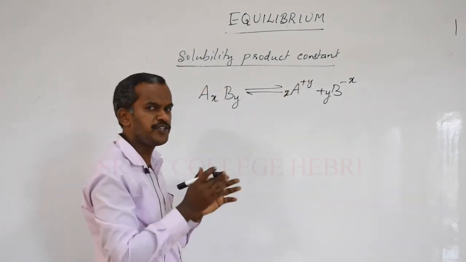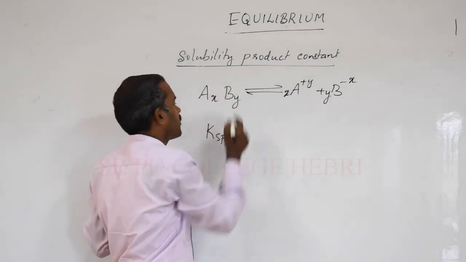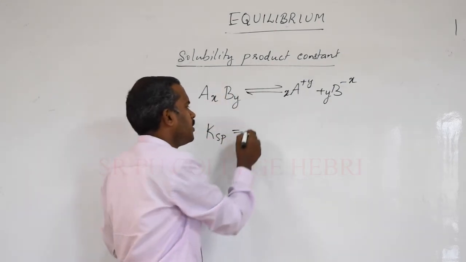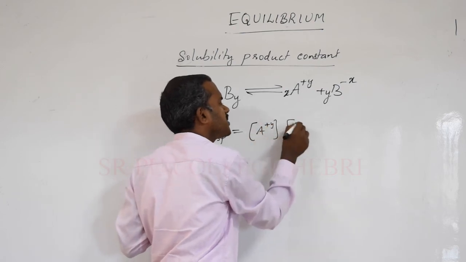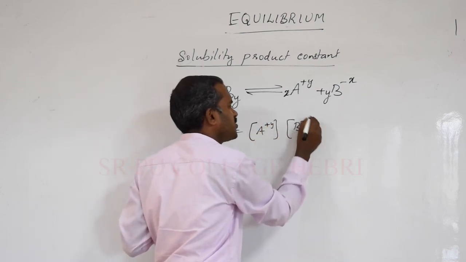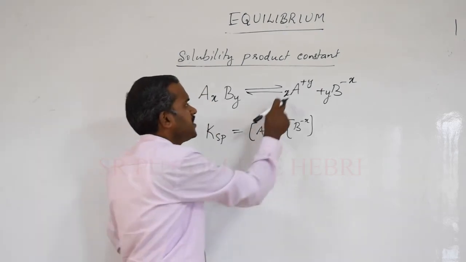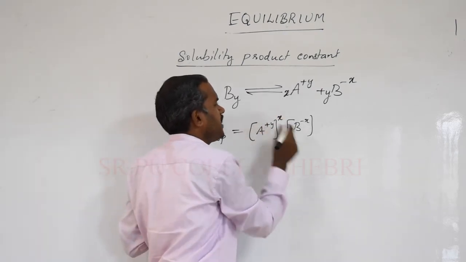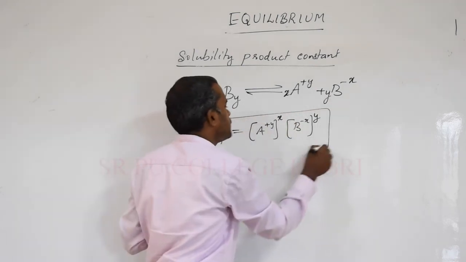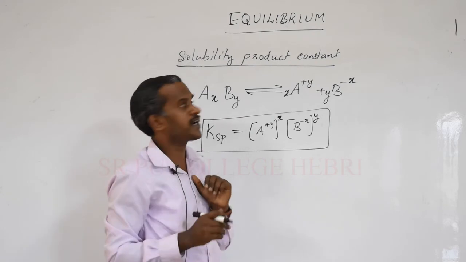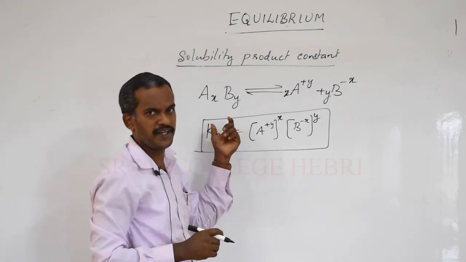So now, based on this, we can write the solubility product constant as Ksp is equal to the concentration of A raised to y into the concentration of B raised to x, where the number of moles are raised to their respective powers. If it is x moles, the power is raised to x. If it is y moles, the power is raised to y. So you can represent the solubility product constant in terms of AxBy also. For AxBy, we can write a general formula.